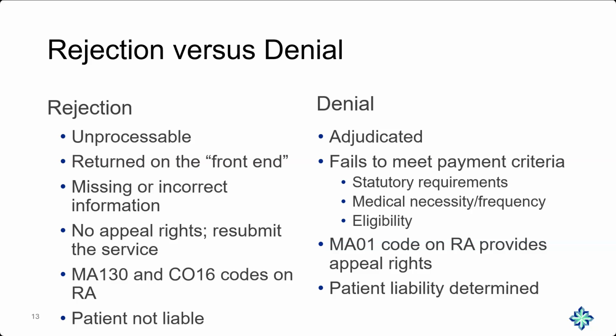A rejection is a claim that's unprocessable. That's what CMS calls it. It's unprocessable, it's rejected, it's returned on what we call the front end before the claim is adjudicated. The reason we reject claims is because something's illogical, invalid, missing, incorrect, something just doesn't make sense. Because rejected claims are never adjudicated, there are no appeal rights. What you need to do is fix it and resubmit it. When you receive a remittance advice that has an MA130 and a CO16 code on it, that means the claim was rejected.